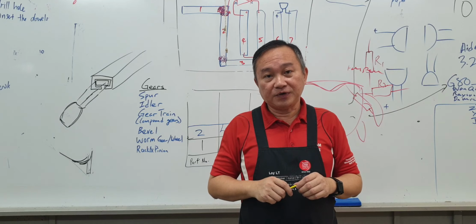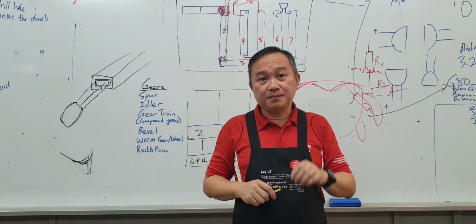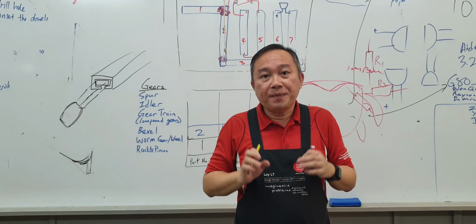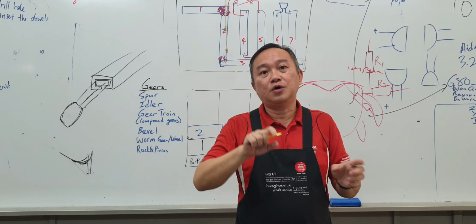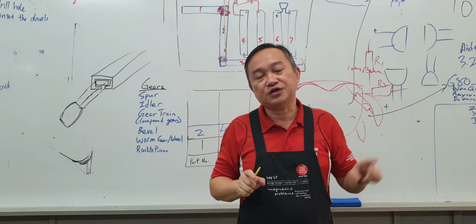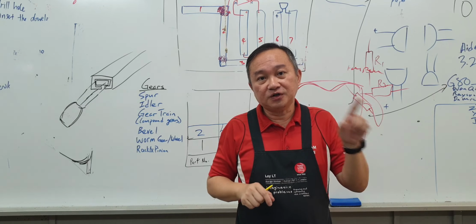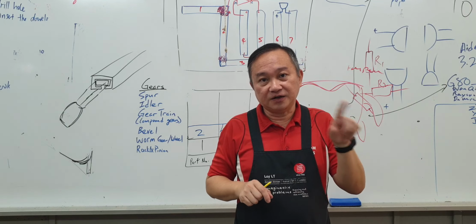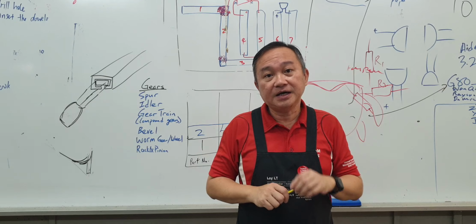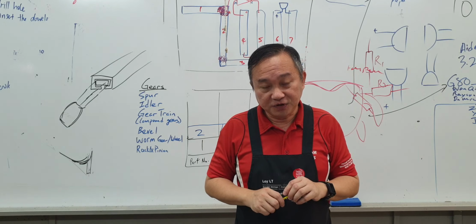Now we also have what we call the idler gear. Idler gear basically is the middle gear that sits between the driver and the driven. The whole purpose of the idler gear is to make sure the driven gear's rotation is the same as the rotation of the driver. For example, if the driver gear rotates in a clockwise manner and you want the driven gear to rotate in a clockwise manner, you add the idler gear in between.